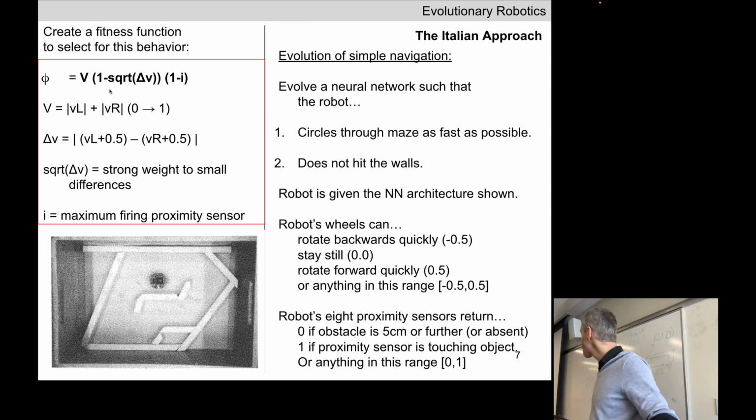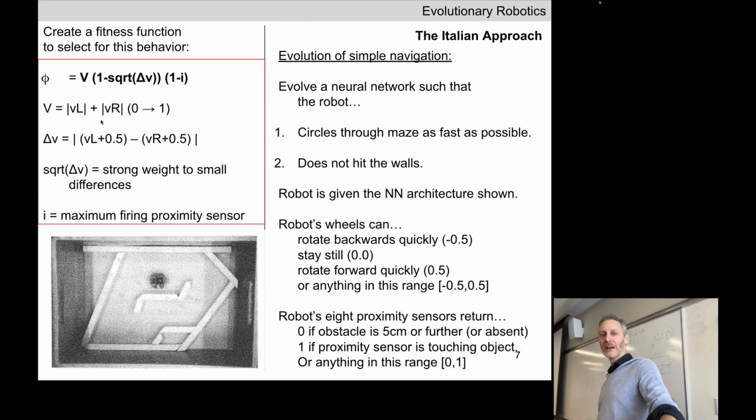So they added a second term, this one here, 1 minus the square root of delta V. Let's talk about delta V first. Forget about the 1 minus square root for a moment. What is delta V? What would be a high delta V here and what would be a low delta V in terms of the robot's behavior? High delta V would be the wheels have very different V's. They have very different velocities.